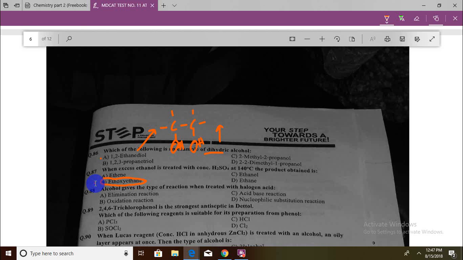So what is ethoxyethane? Ethoxyethane is diethyl ether, and what that means is that this can definitely not be the answer, because ethoxyethane will then have 4 carbons and we just had 1 carbon to begin with. So the answer is most definitely ethene, even though the conditions would suggest otherwise.